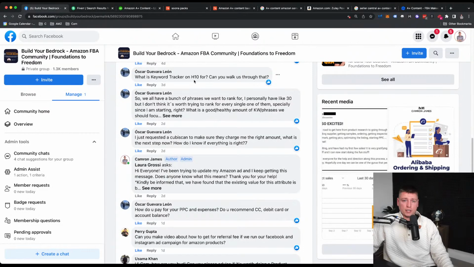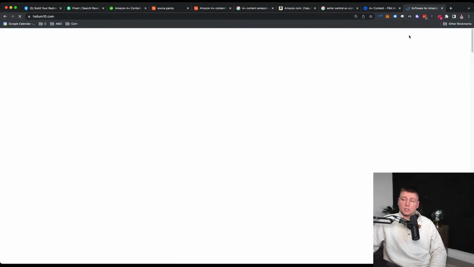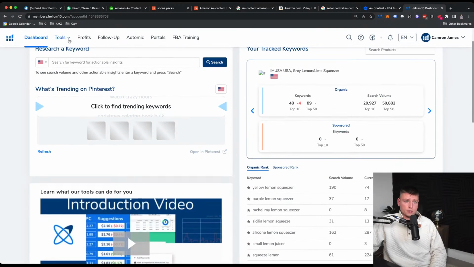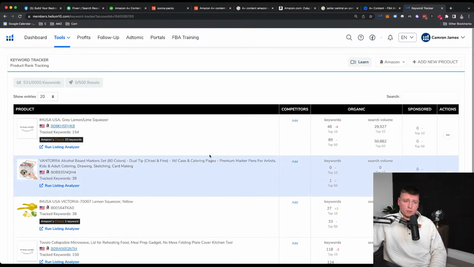Oscar, what is the keyword tracker in H10 for? Can you walk us through that? So the keyword tracker for Helium 10, let me bring that up for you guys. Just give me a second here. So tools. This is one of my favorite things when I'm selling. This is like a must for me.